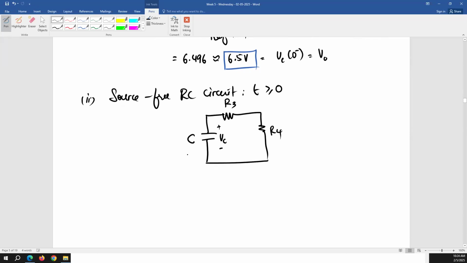So we know that when you have a capacitor and you have resistors, then the capacitor voltage is going to drop in an exponential form, and that equation is pretty much a standard. VC(t) is equal to V naught e to the power negative t over tau. You have to figure out what tau is.